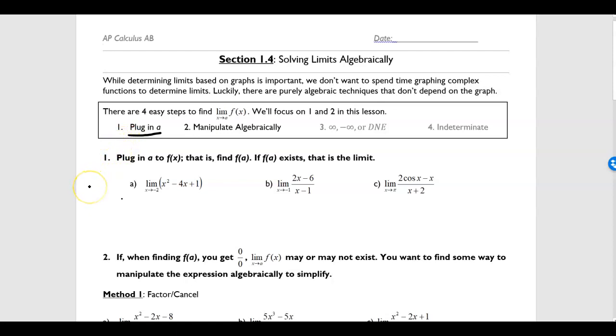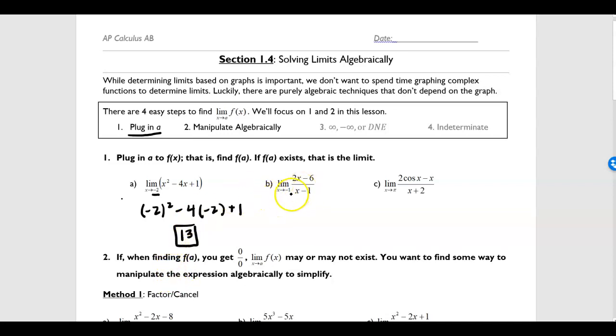So let's try out the first step. And so this is, you always want to try this out first. So I'm going to plug in a to f of x. So I'm looking at this x value here, negative 2. I'm going to evaluate that at x squared minus 4x plus 1. So I'm going to plug in negative 2 for all of my x's. And let's simplify that. I would have 4 plus 8 plus 1, that's 13. And that is just my answer. So as long as I get a number there, I'm done.